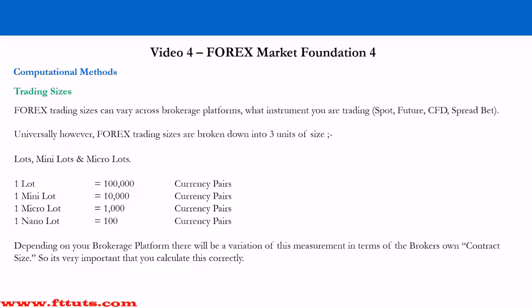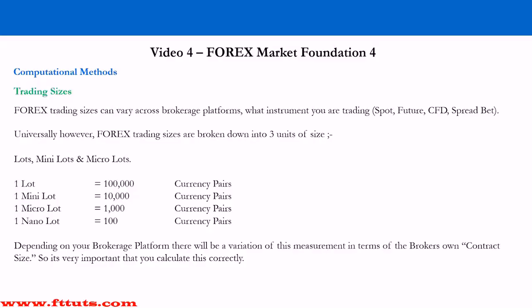Now, one lot basically is 100,000 currency pairs. A mini lot is 10,000 currency pairs. A micro lot is 1,000 currency pairs. And a nano lot, which depending on the platform you're on, is 100 currency pairs. Nano lots tend to be available in the UK, Europe, and Asia. In the US, not so much. But depending on your brokerage platform, there'll be a variation of the measurements in the terms of the broker's own contract sizes, depending on the product that you're trading and the platform that you're trading.